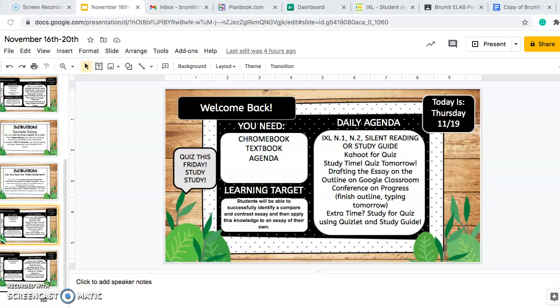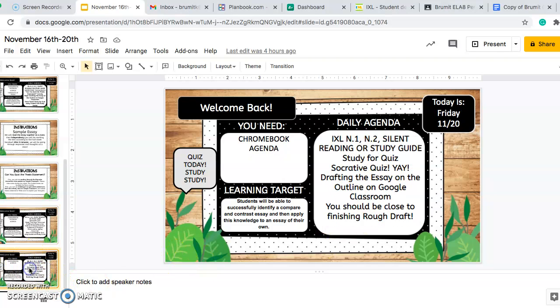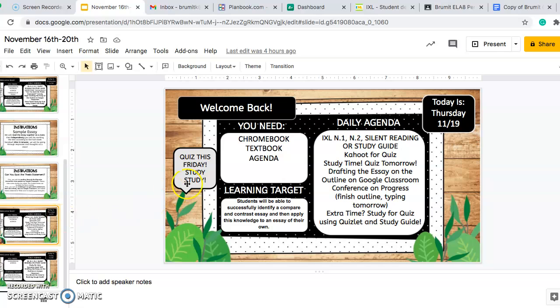We are going to lump together Thursday and Friday's classes since they are very nearly the same. We are wrapping up this week by finishing our IXL, which is endpoint 1 and endpoint 2. Make sure that you are getting those completed at your earliest convenience. Those should be turned in today, but I will take them late.